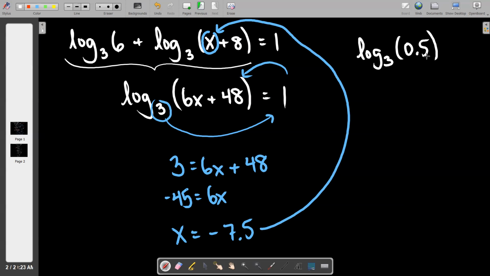Have we talked about the log button on your calculators yet? Okay. So for today, let's just go with this until I show you, because I don't want to overwhelm you with that stuff. Today, just assume if you don't get a negative or a 0 argument on a log, that you're good to go. So I would call negative 7.5 a good solution.